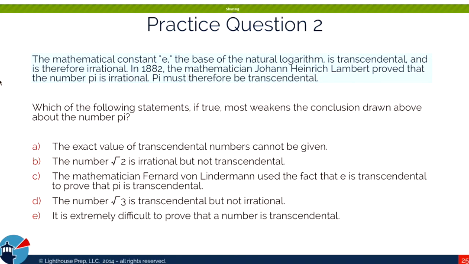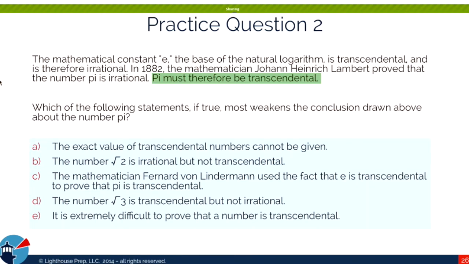So our conclusion, remember, the conclusion we care about is the conclusion about the number pi. And therefore, we're going to select that conclusion, not the first therefore, where E is irrational. No, we care about pi is transcendental. So that's our conclusion. Okay, now that we've identified the conclusion, let's go into the answer choices. Remember, we're looking for answer choices that weaken the conclusion drawn above about pi, not the one about E, but about pi. Okay, starting with answer choice A.